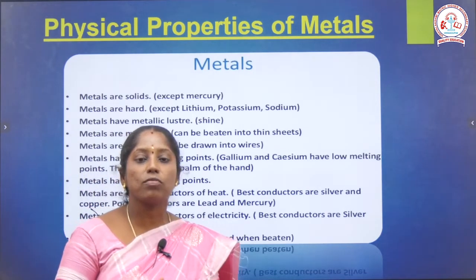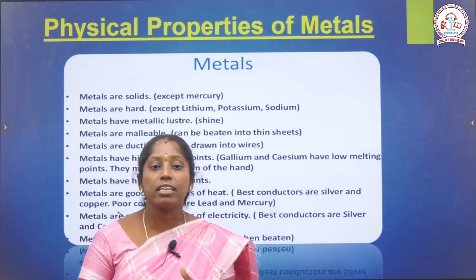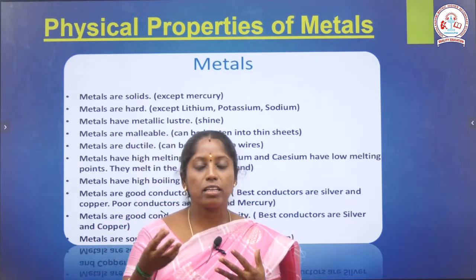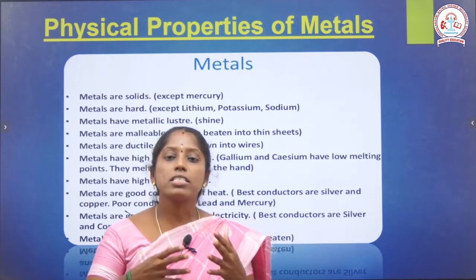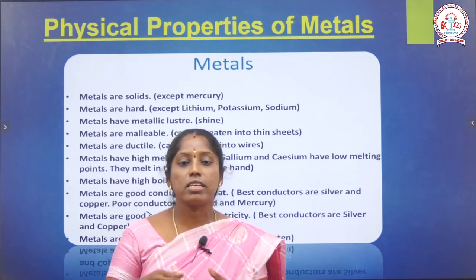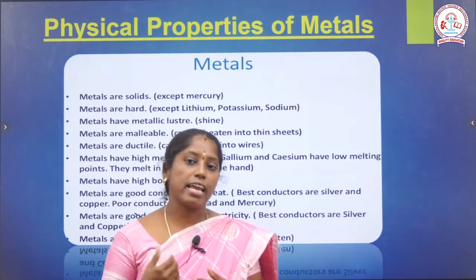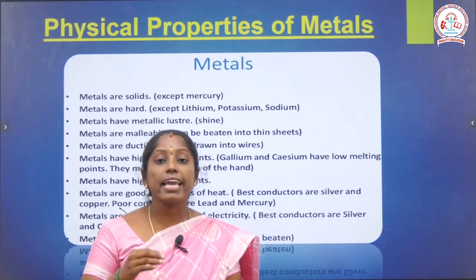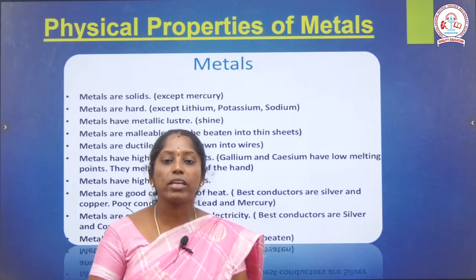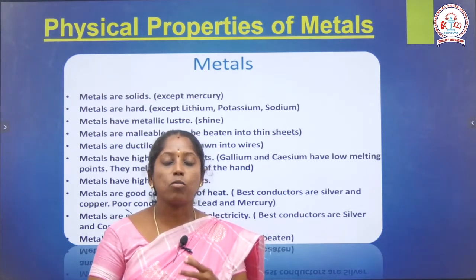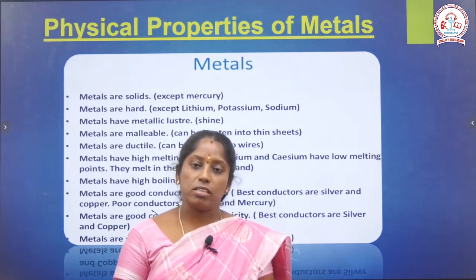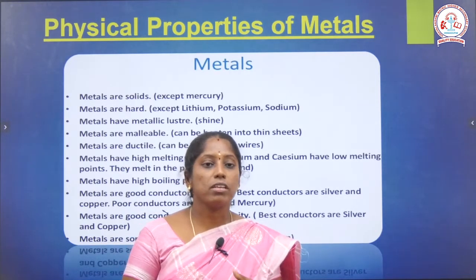What is the meaning of physical? Physically, what properties does it have? First, metals like iron, copper and aluminium are solids. We know that matter is in three states: solid, liquid and gaseous. But metals are always solid except mercury. Mercury is a liquid metal, and we use it in thermometers.